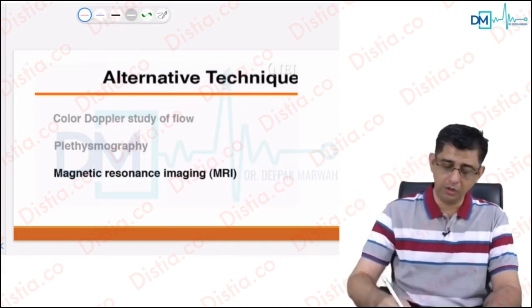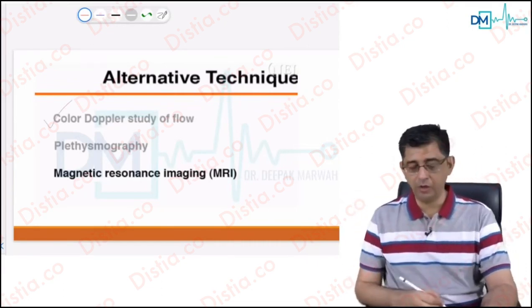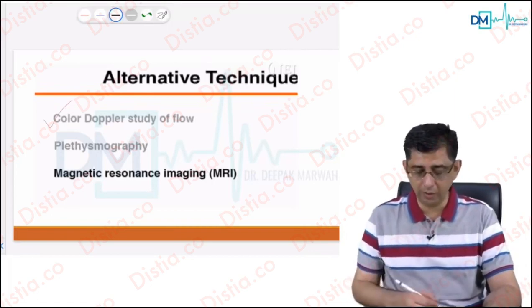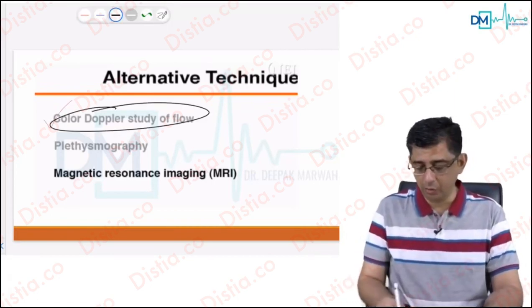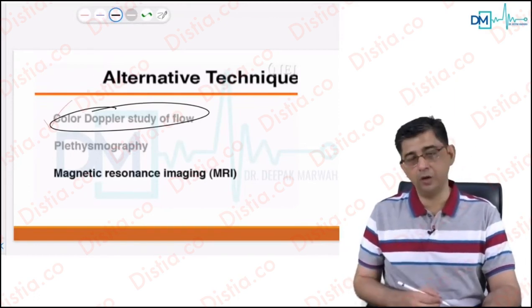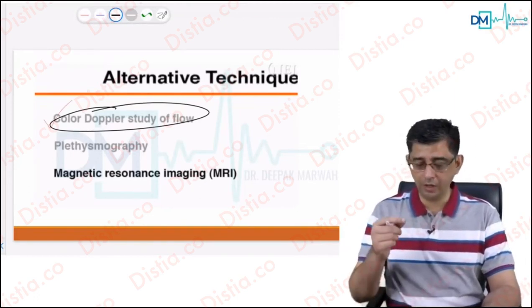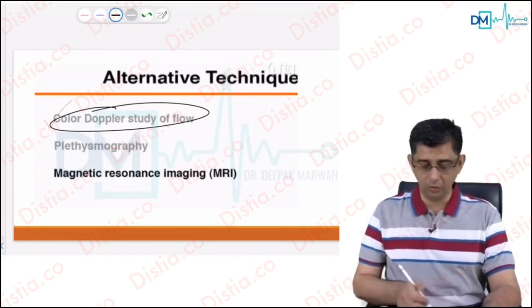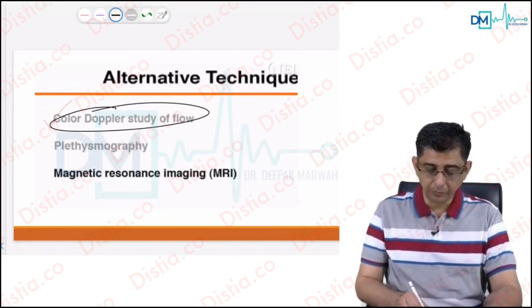So alternative studies that can be done are a color Doppler, we can do a plethysmography, we can do an MRI, and most of the time we have a portable color Doppler available, so we can definitely use a portable color Doppler to test the radial artery circulation, and then we can go ahead with the procedure.